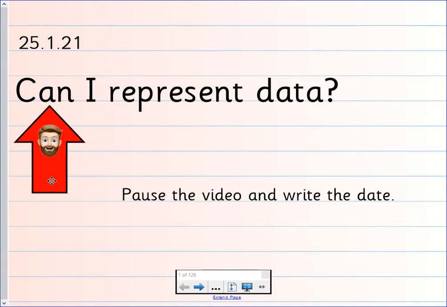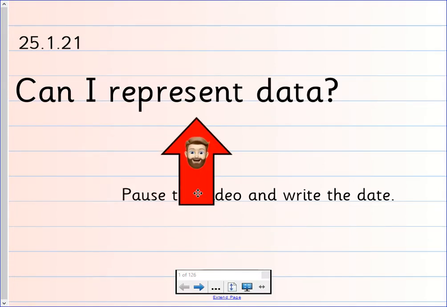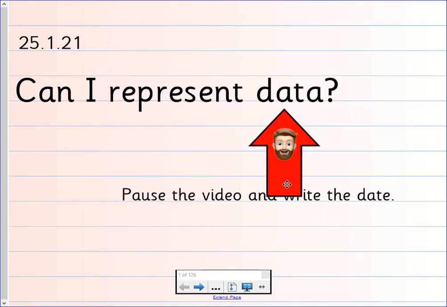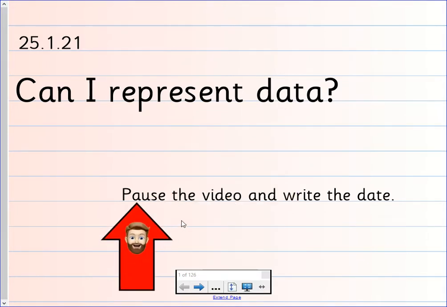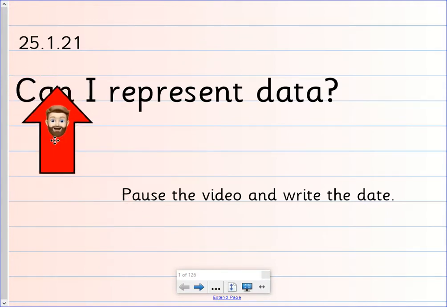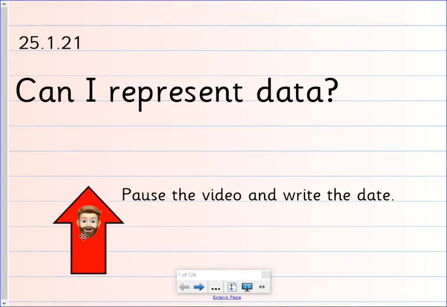And the learning question is, can I represent data? Now, you'll find out what that means in a minute, but at the moment, I want you to stop, pause the video, and write the date and the learning question beautifully neatly in your purple book.